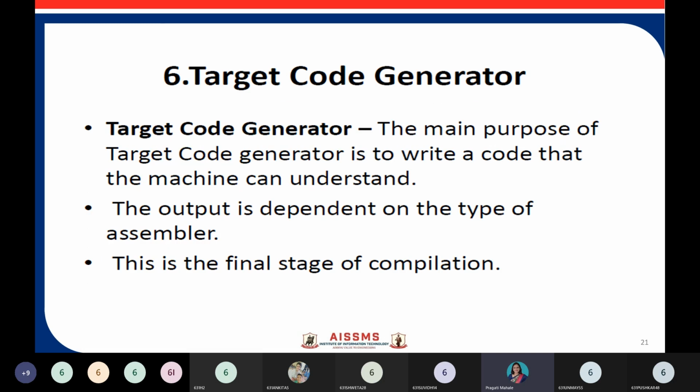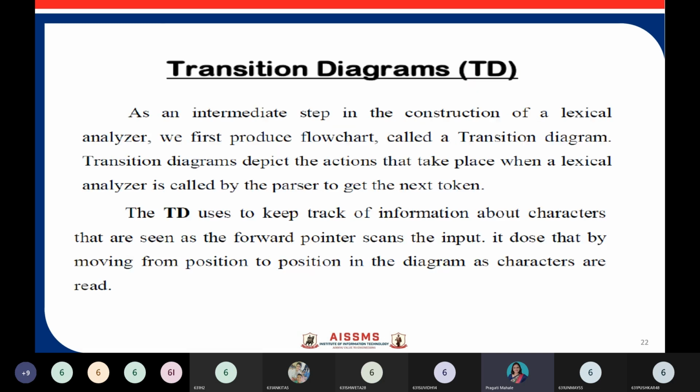And finally, the last phase is the target code generator. Its main purpose is to write code that the machine can understand, right? The output depends on the type of assembler, and this is the final stage of the compiler. So this is how you have to explain all 6 phases of compilation along with the diagram.